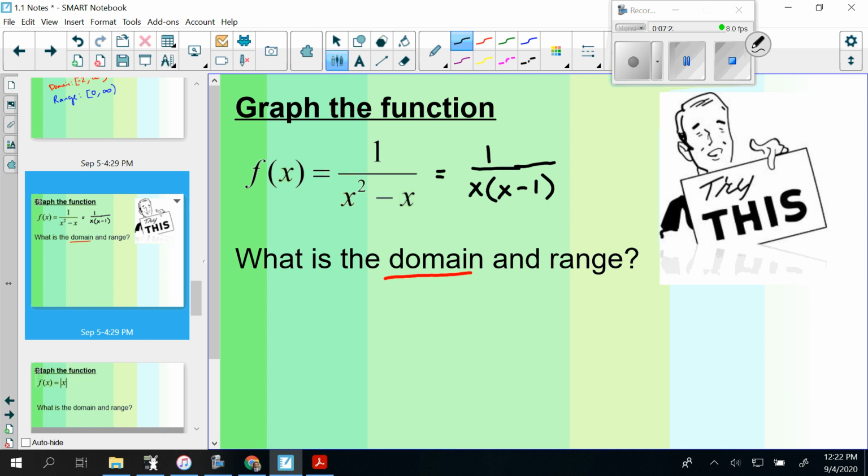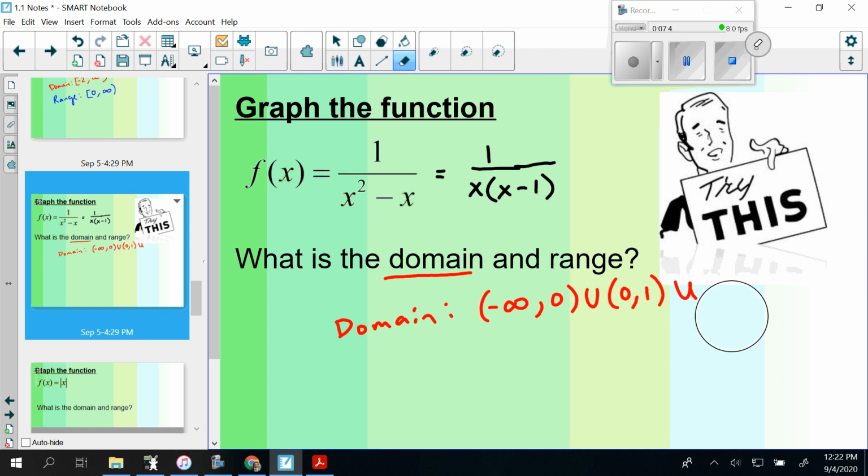So the domain of this one should be all the numbers except 0 and 1. Any other number is going to work. So how would we write that? -infinity to 0, then 0 to 1 should be okay. Union then again with the numbers from 1 on, because 1 on should work. 1 all the way up to infinity. So that's our domain. Again, range becomes a little bit harder.